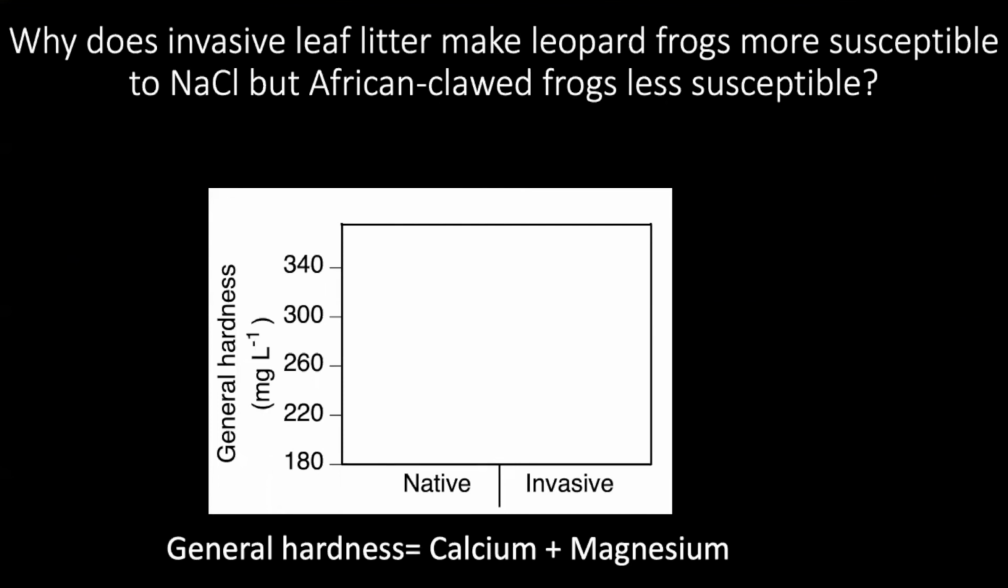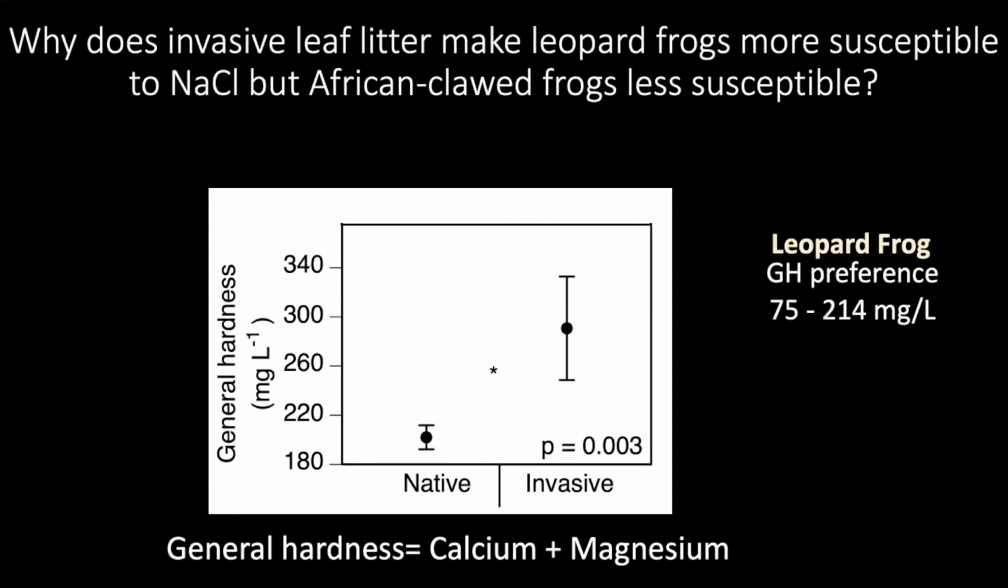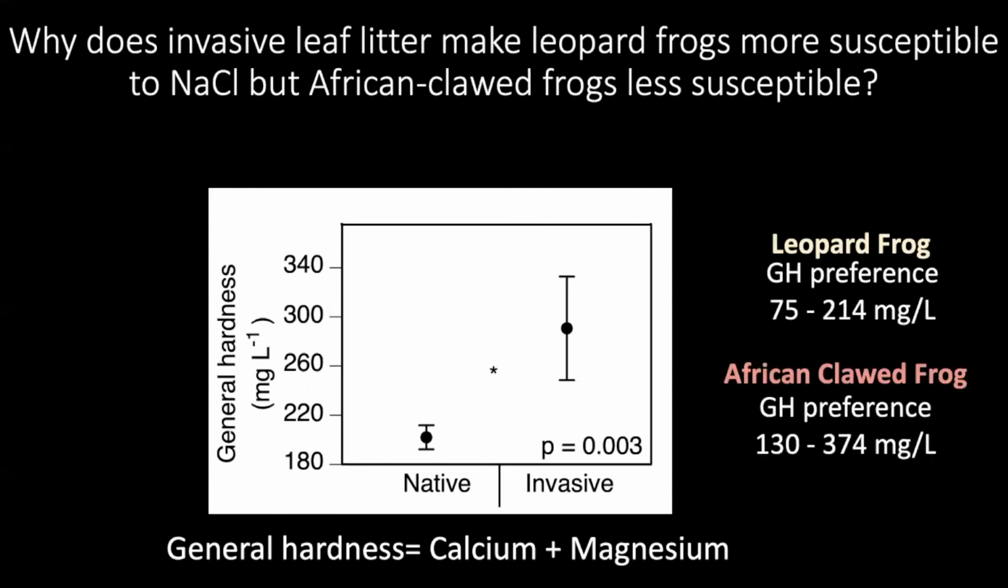I chose general hardness because we know that invasive leaf litter leachates have a higher general hardness compared to native leaf litter leachates. And importantly, we know that leopard frogs have a general hardness preference that is lower than African clawed frogs. So we hypothesized that leopard frogs, when reared in invasive leaf litter leachates, were more susceptible to salt because the conditions in invasive leaf litter leachates fell outside of their general hardness preference. Whereas for African clawed frogs, the invasive leaf litter leachates were within their preference.